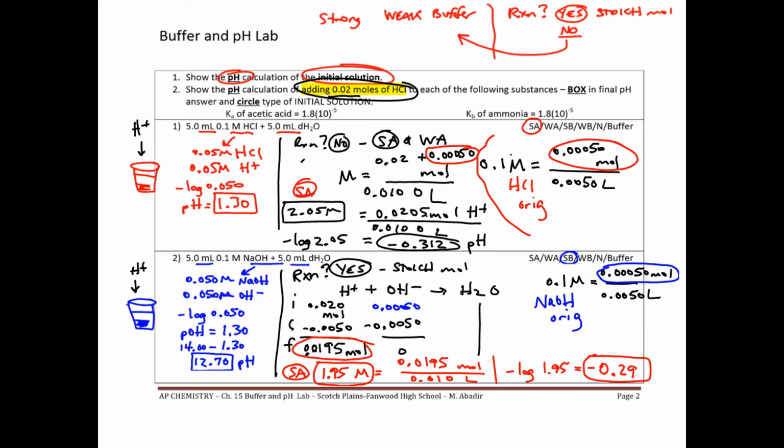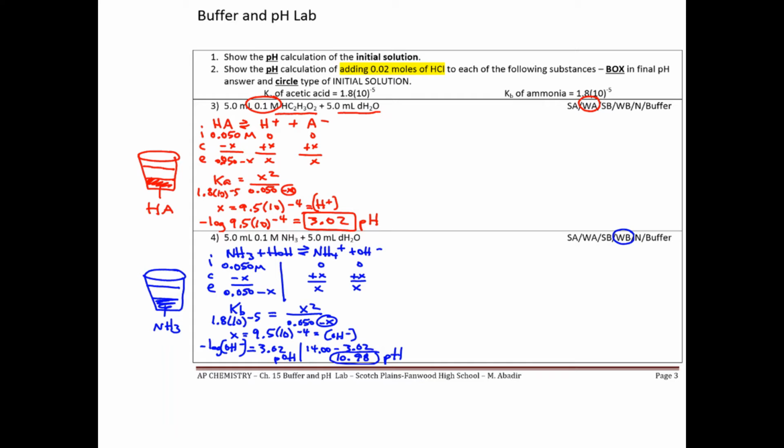So what we're left with at the end of this is going to be simply H plus floating around in our little cup. And in this one, again, we're left with just H plus floating around in our little cup. Now we're going to add the 0.02 moles of HCl into the weak acid acetic acid.